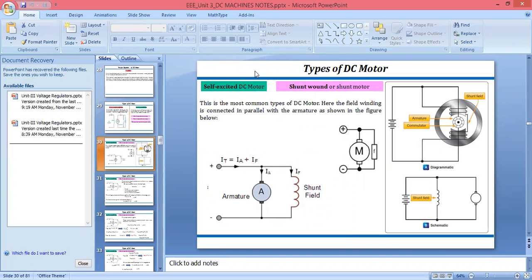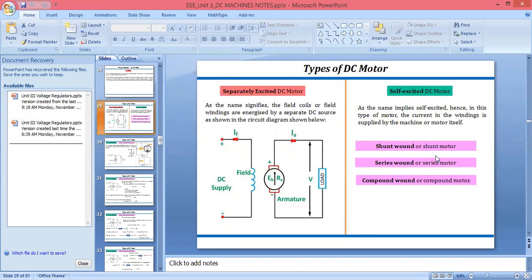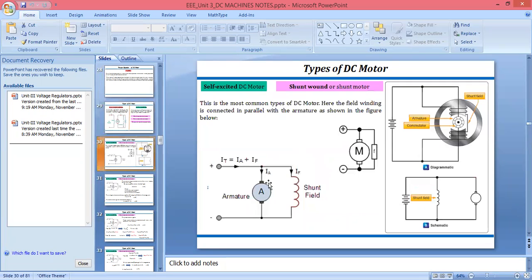In that we are supposed to see three types: shunt wound, series wound, and compound wound. So shunt wound means what? When we give the DC supply, you can see that the field winding is in shunt. Shunt means parallel. You can see that the winding is in parallel with the armature. You can see the construction diagram also.